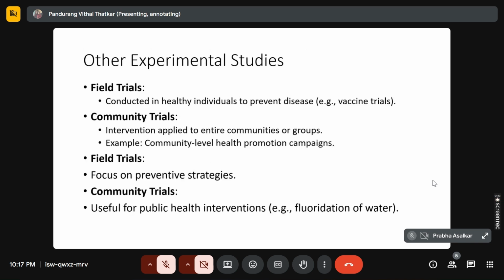The other experimental study designs are trials like preventive trials. They are conducted among healthy individuals to prevent the disease, like vaccine trials. Then community trials, intervention applied to entire communities or groups, for example, community level health promotion campaigns. Then field trials, they focus on preventive strategies, and community trials are useful for public health interventions.